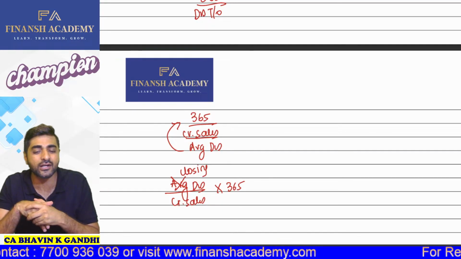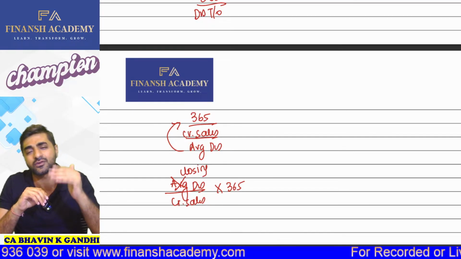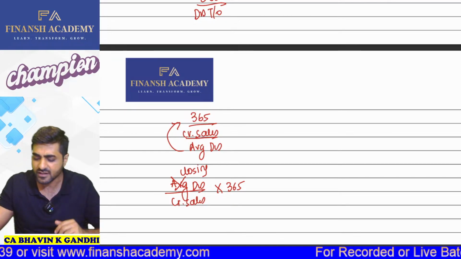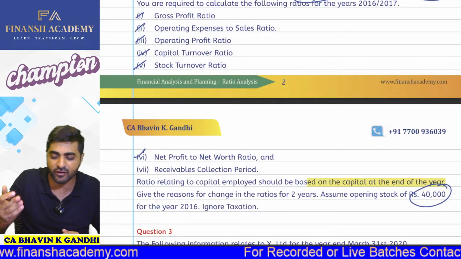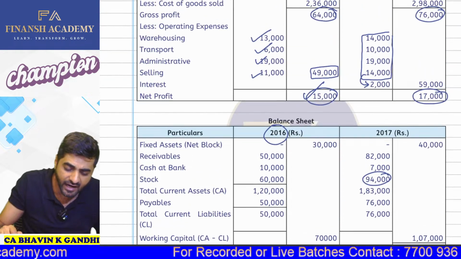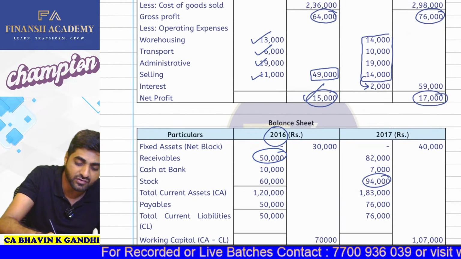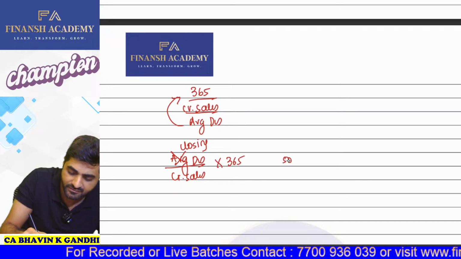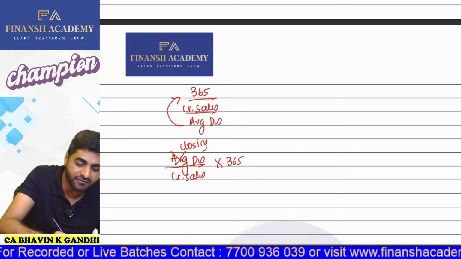So always and always remember this particular funda: whenever we do the calculation, it's always going to be closing debtors upon credit sales into 365. Now, my dear students, do we have the closing debtors? Because if for the first year opening was not available, I've taken closing. Do you have the closing debtors? Yes, sir. I do have the closing debtors. And what is the amount of the closing debtors? It's 50,000. So we have the receivables of 50,000.